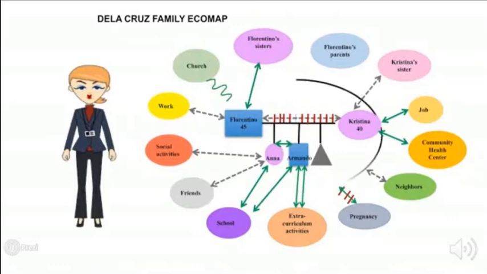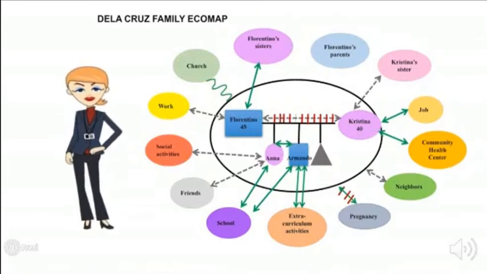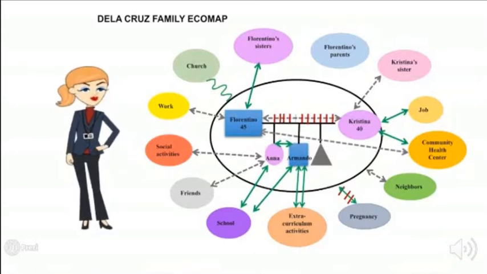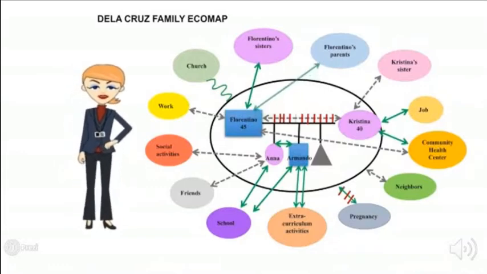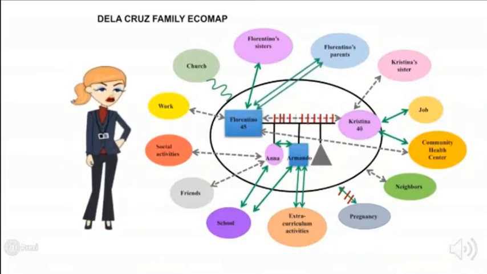The echo map is a diagram that shows the personal and social relationship of an individual to his or her environment. This also uses symbols to depict the pattern of relationship. For example, a broken dotted arrow represents Florentino's distant relationship to the community health center, while a double green arrow represents a strong relationship with good energy flow in relation to his parents.